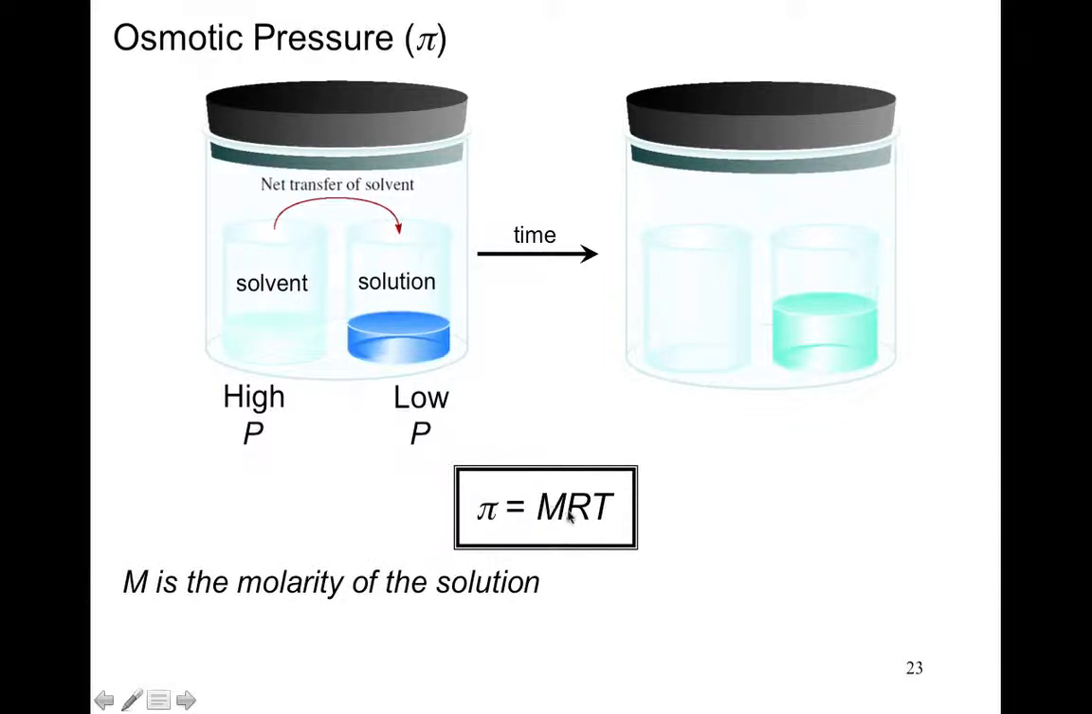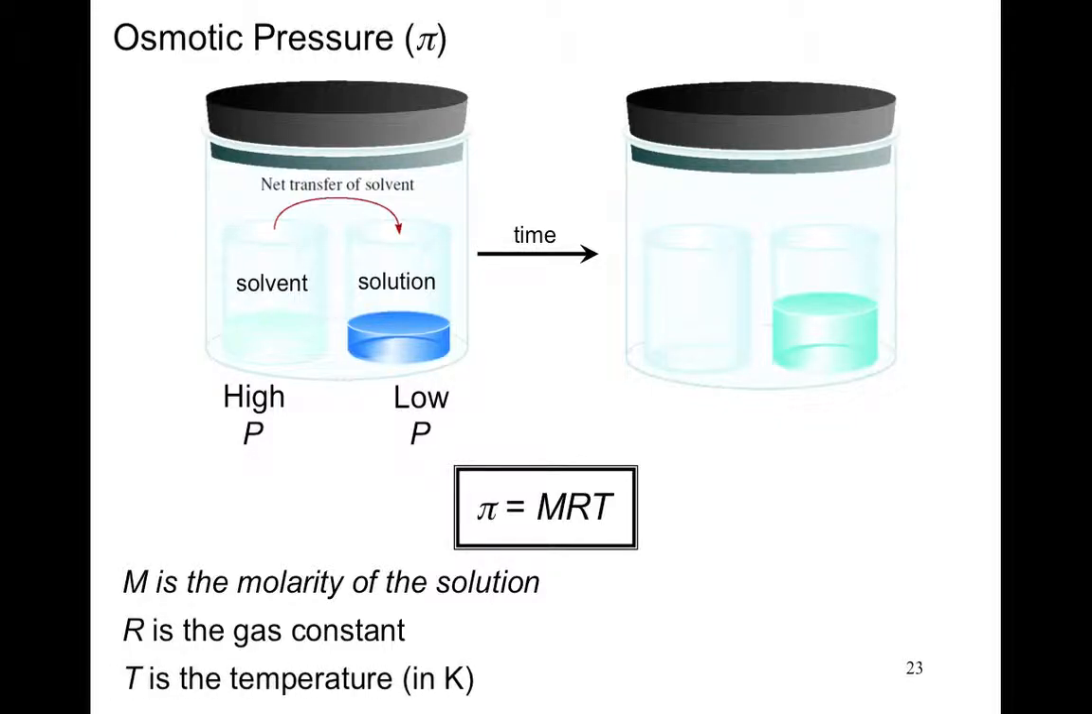So M is molarity, moles per liter. R is the universal gas constant. You'll remember that's 0.0821, liter atmosphere per mole Kelvin. It's got some long unit like that. And then T is temperature in Kelvin. So Celsius plus 273.15 gets you to Kelvin. And so a lot of these units you've already used before, which is really nice. Makes it pretty easy to work with.